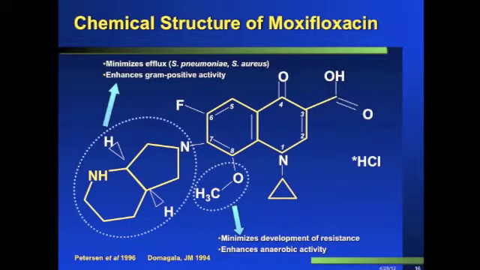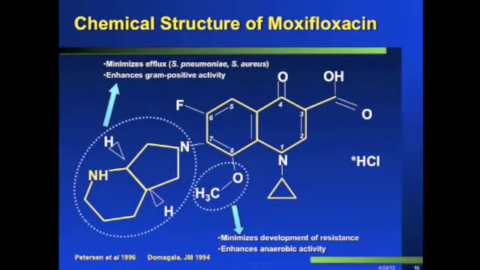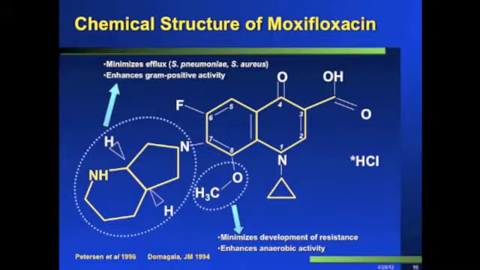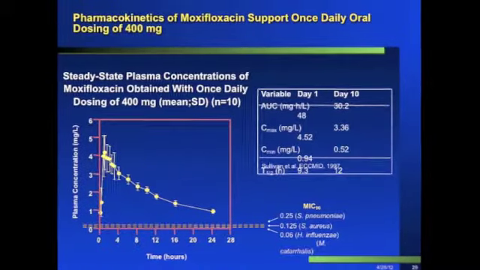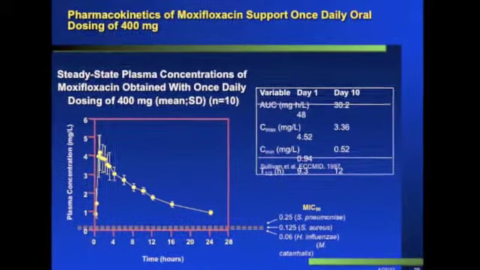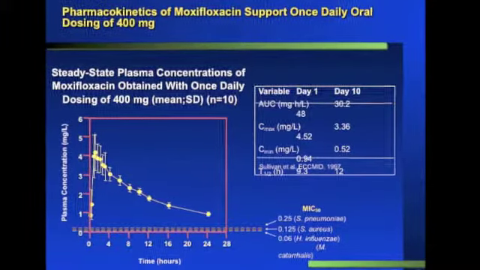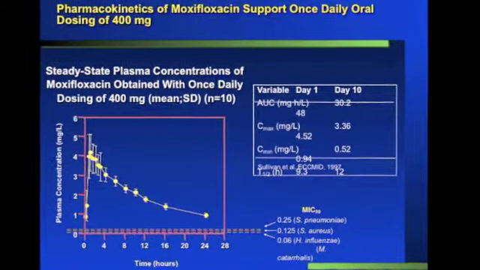The left side consists of methoxyquinolonic acid, difluorocyclopropyl, and dihydro molecules. The H3CO was added to minimize development of resistance and enhance anaerobic activity. The part circled on the left was added to minimize efflux and enhance gram-positive activity. This chart shows the steady-state plasma concentrations of moxifloxacin obtained with once daily dosing of 400 milligrams.